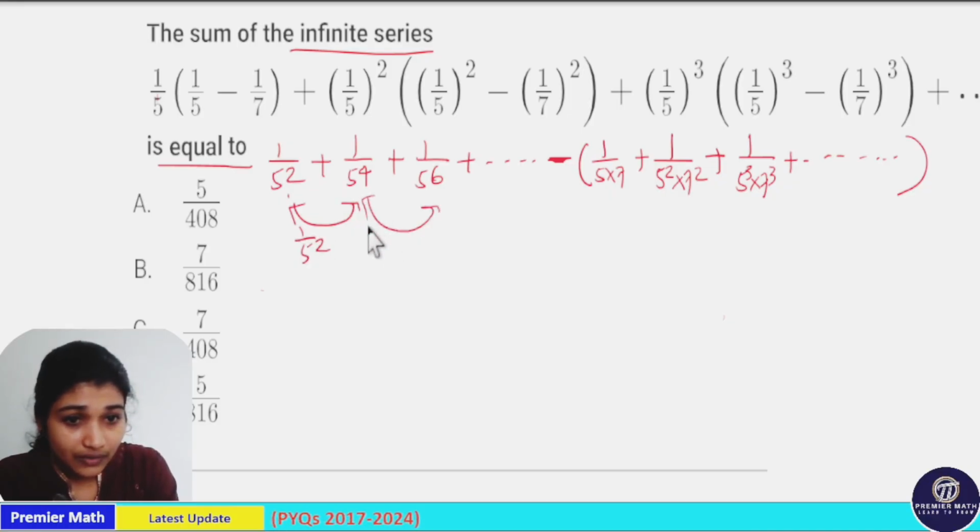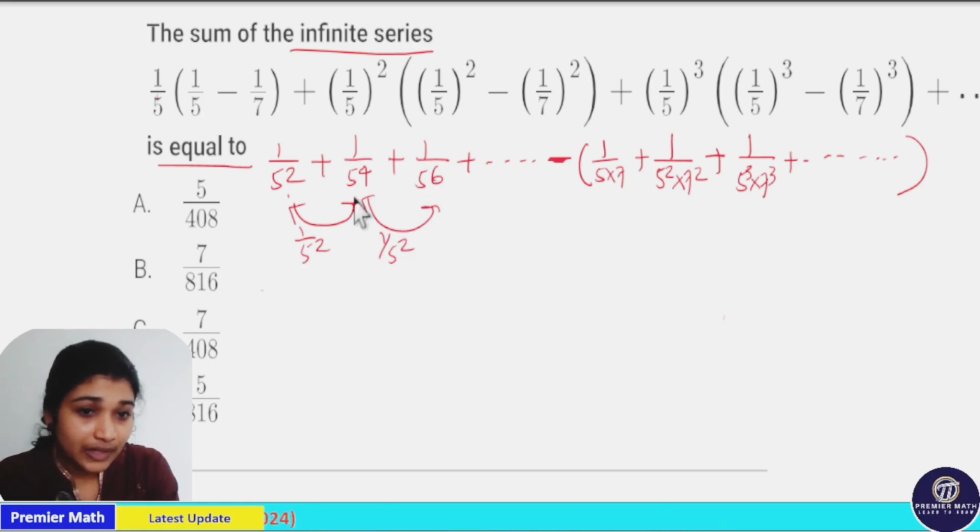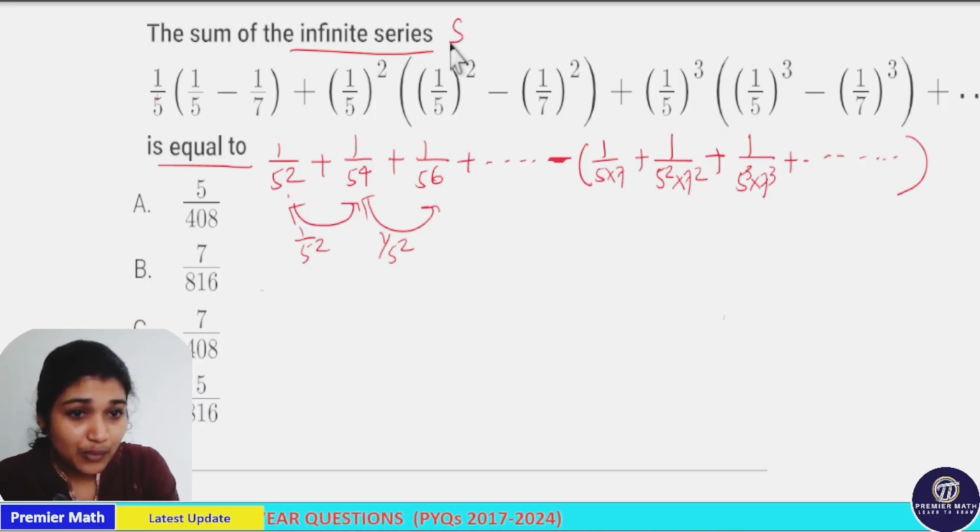Same way, 1 by 5 raised to 4 into 1 by 5 square is 1 by 5 raised to 6, which means this series is in geometric progression. So this is an infinite geometric series. The sum of an infinite geometric series formula is A by 1 minus R. Here A is the first term of the series and R is the common ratio.